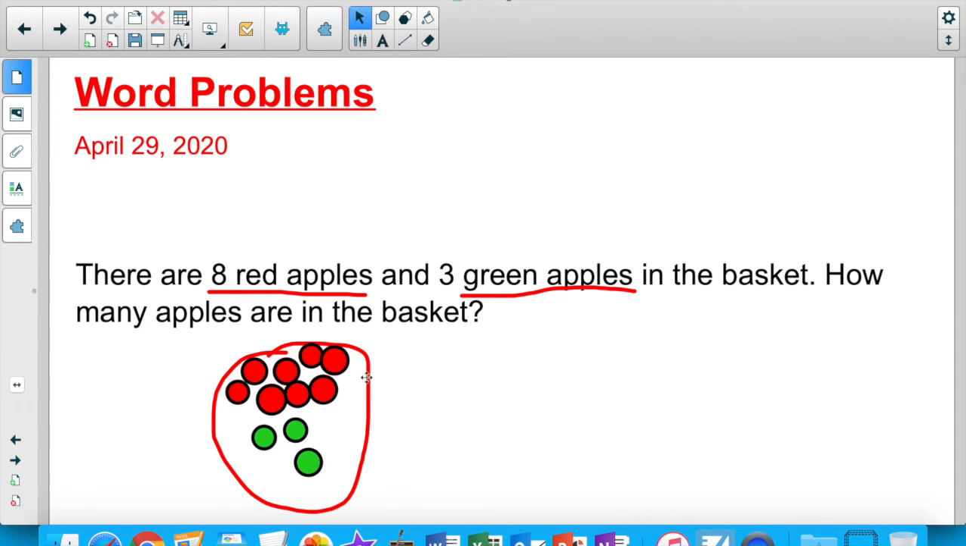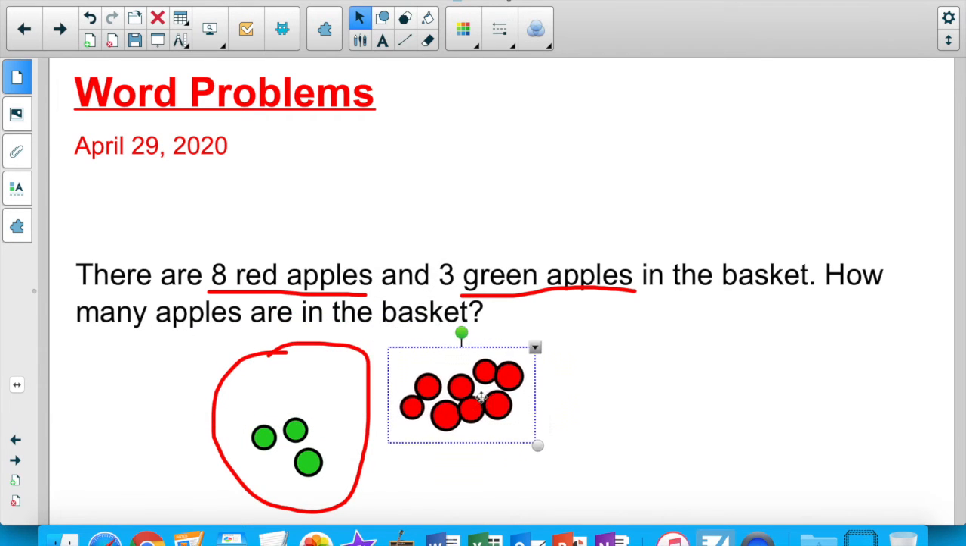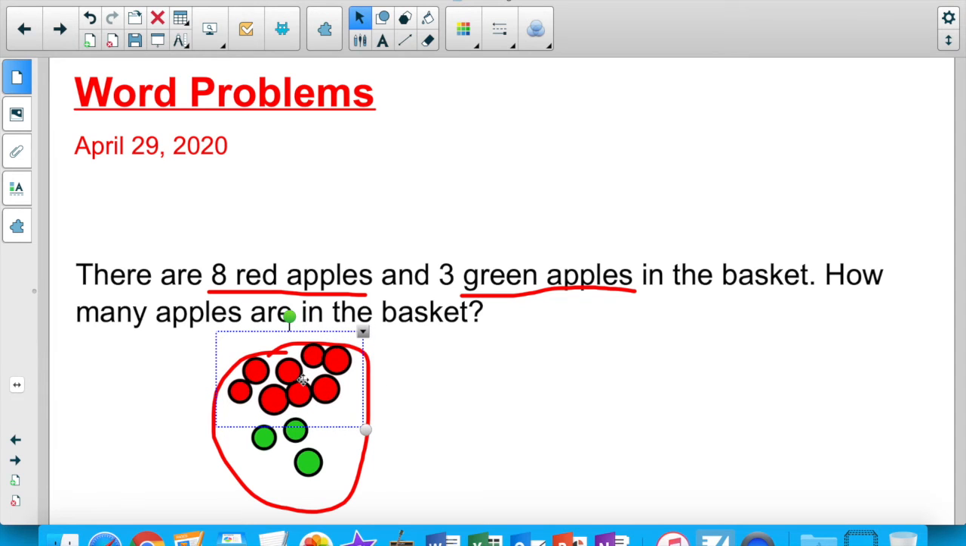Well, let me share my strategy. Okay, so I already know that there are 8 red apples. So here are 8 red apples. Because I already know that there are 8 red apples and I know that I drew 8 red apples, I don't need to start counting how many red apples there are from the beginning, like 1, 2, 3, because I already know that this is a group of 8. Okay, so I'm going to count on.